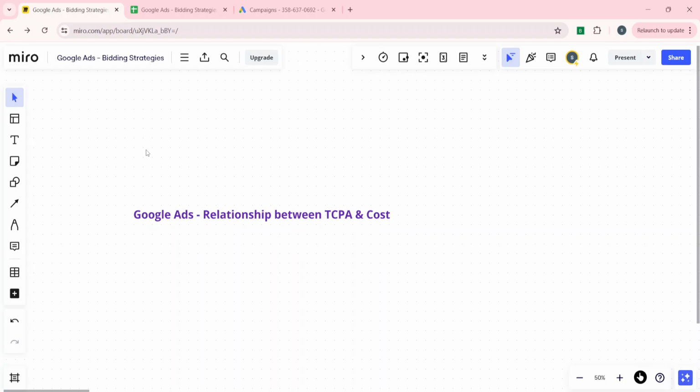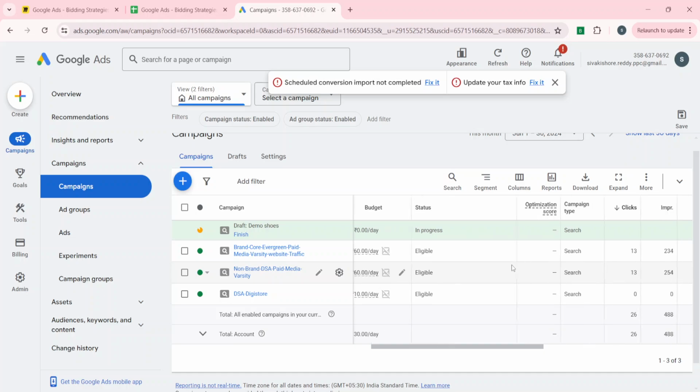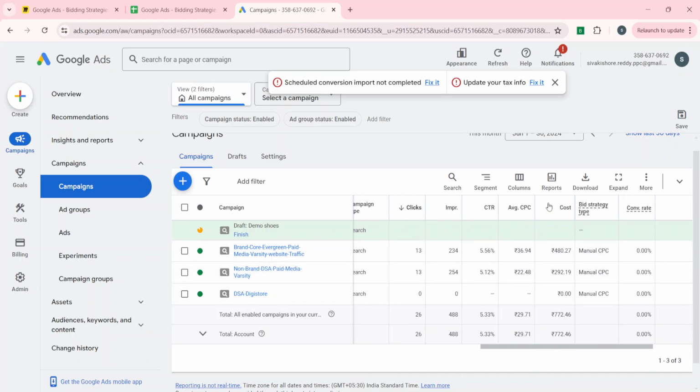So let's start. When the budget is constant, what happens when you increase or decrease the TCPA? You are getting me right? By now you have to understand the difference between budget and cost. Budget is the amount you are assigning to the campaign. And cost is the amount the campaign is actually utilizing. You are getting the difference, right? By now you should be able to understand this difference.